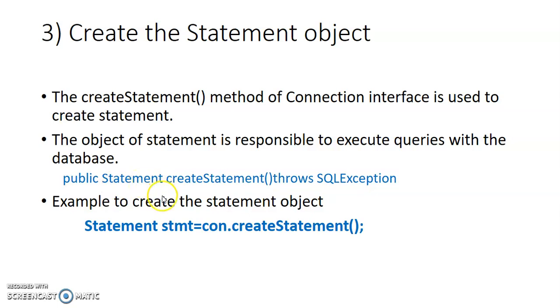Now let us see the example to create the Statement object. Statement stmt, stmt is my object name or say reference name, is equal to connection.createStatement. Check out, why connection.createStatement? Because the createStatement method is present in the Connection interface, so we need to invoke it with the help of the connection object. It will create the stmt object which we are going to use for execution of the queries with the database.